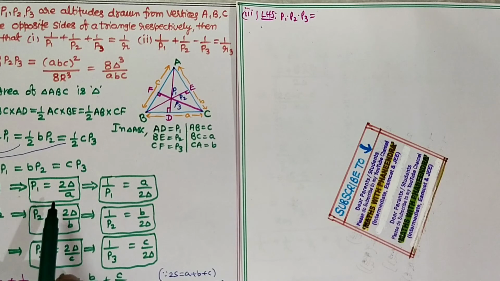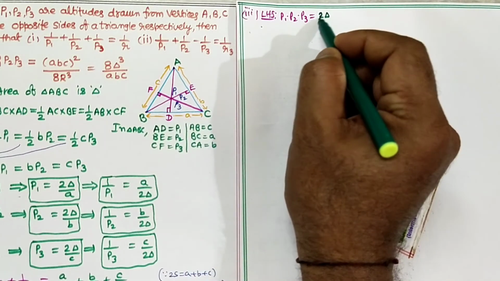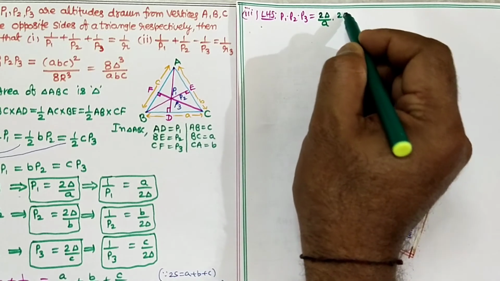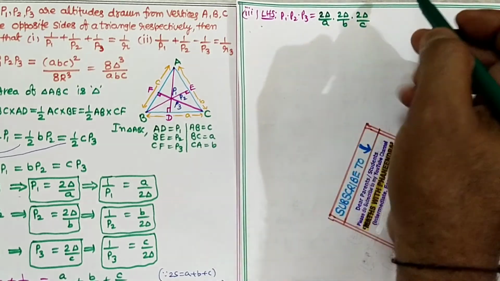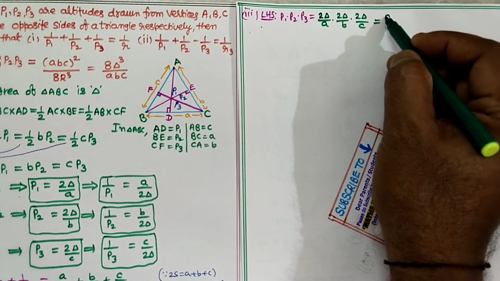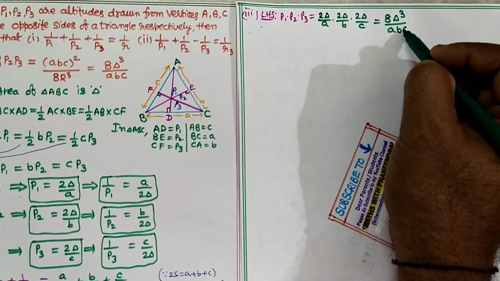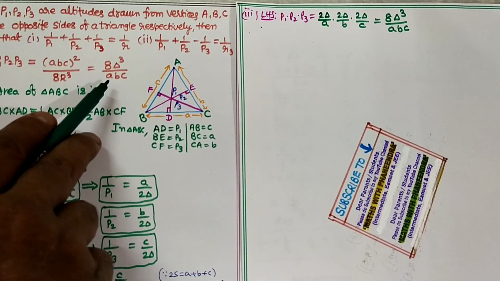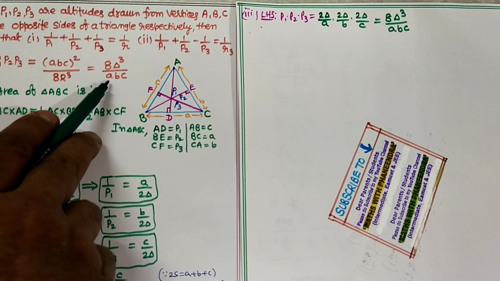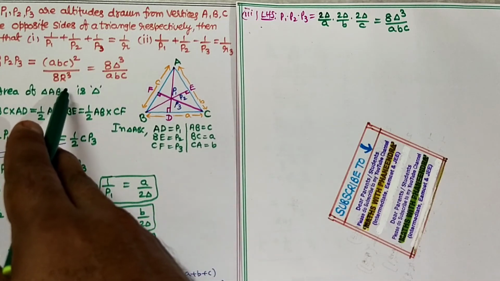So P1 value we got here now, 2 delta by A. So substitute 2 delta by A into 2 delta by B into 2 delta by C. So ultimately 2 into 2 into 2 is 8, 8 delta cube divided by ABC. So we got this result now. 8 delta cube by ABC, we got it. So next they are asking to prove (ABC) whole square by 8R cube also.